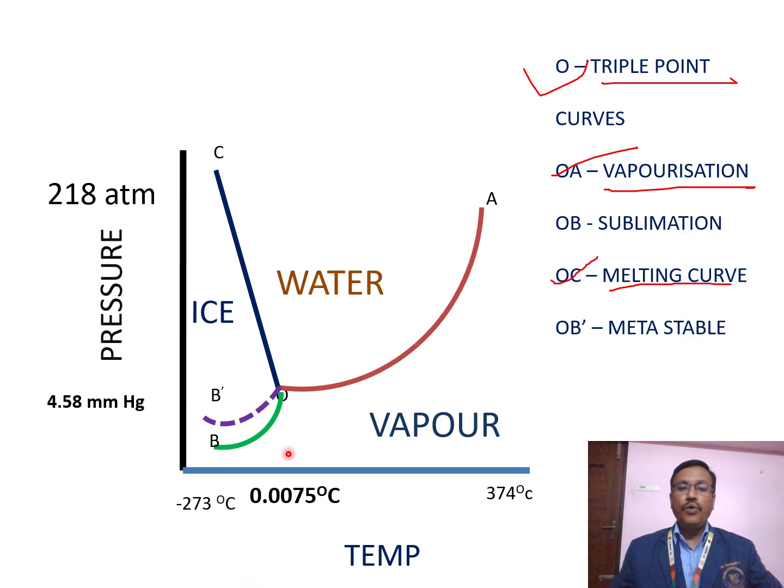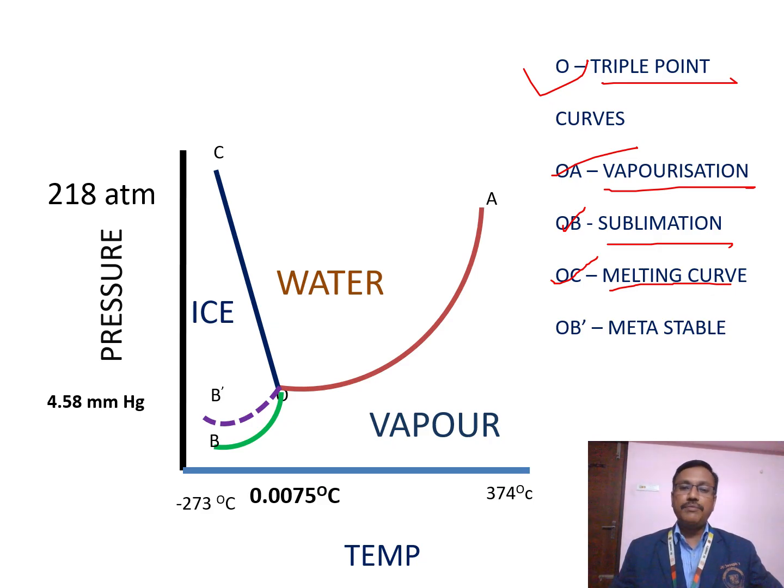What else is there? OB. What is OB? OB, on left hand side we do have ice. On another side we have vapor. What is the process of conversion of a solid into vapor? We have studied in our lower classes. Camphor, it is in the solid state. Without melting, it will be directly going into vapor. Such process is known as sublimation. So, ice is converted into water vapor. It is known as sublimation method. So, OB curve is known as sublimation curve. So far we have studied 1 point and 3 curves.